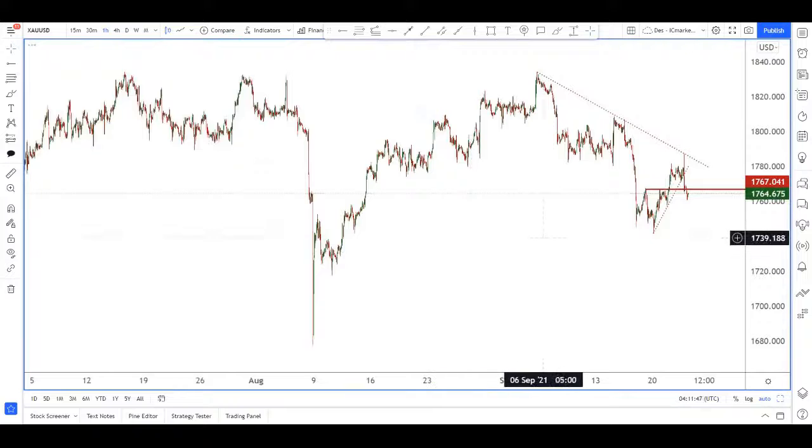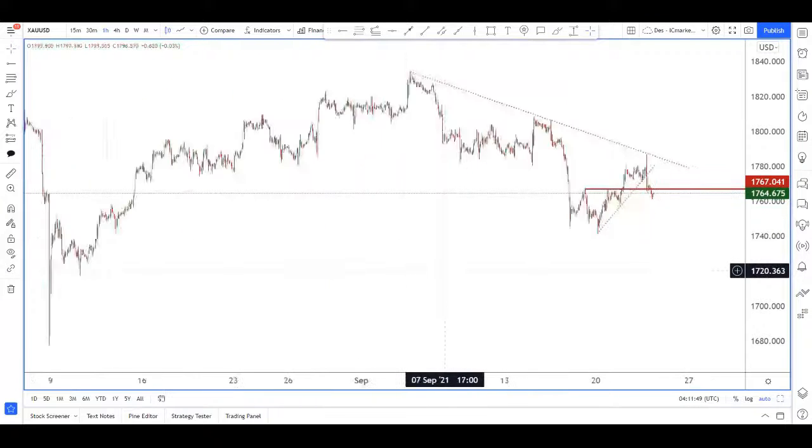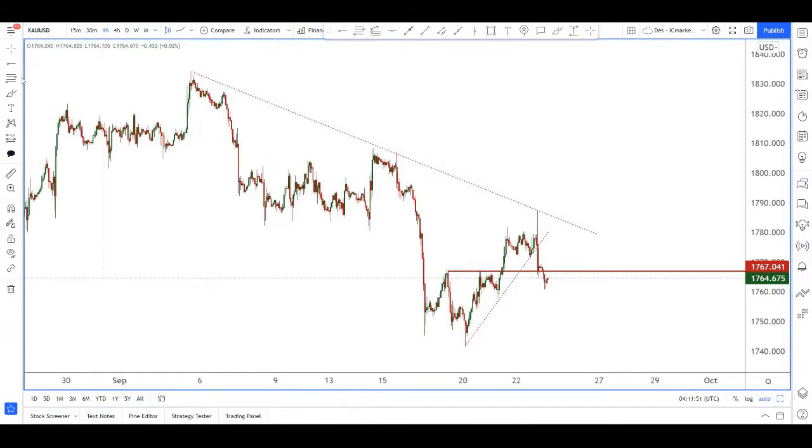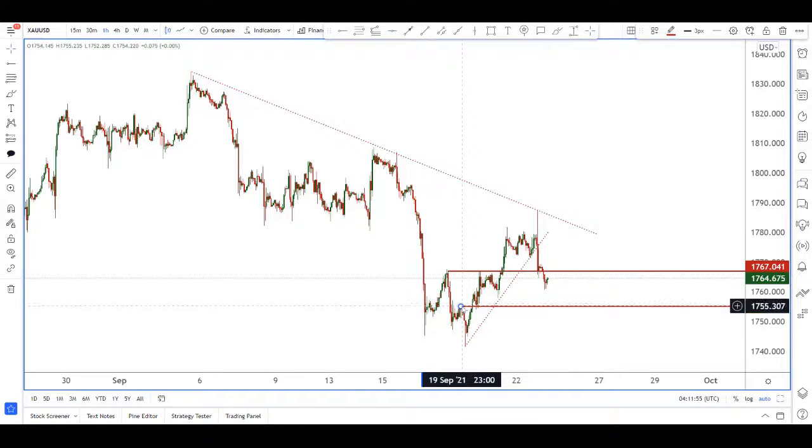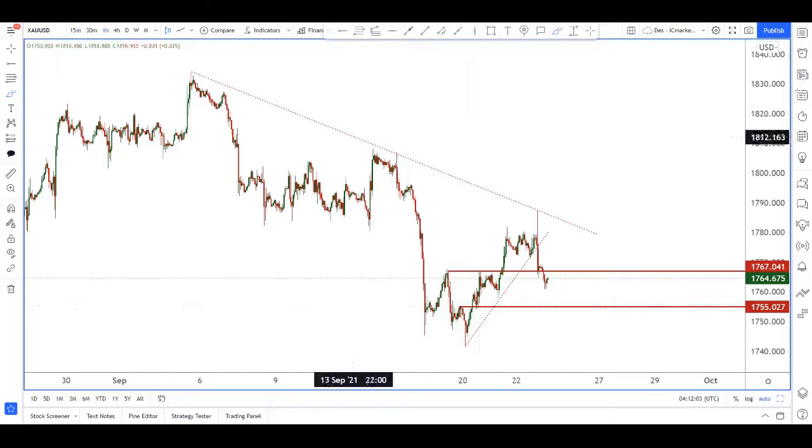I will scroll far back and see if there's any big level I'm missing. Nope, no big level. So I can safely highlight this as the next level that we can play to. This is why I'm looking at these levels, because there's a nice little bounce here, a nice little reaction here. So this could be a level.